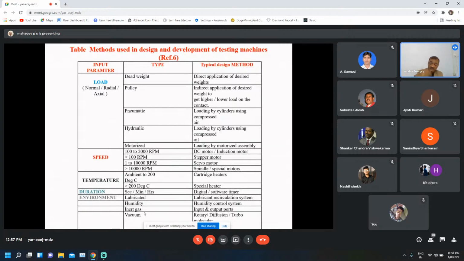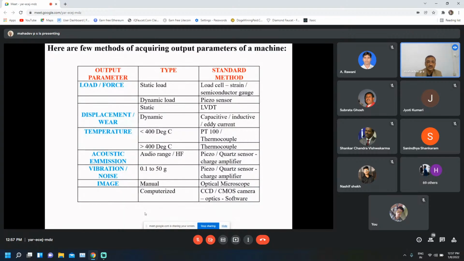The wear testing can be done in an inert gas atmosphere, or in a vacuum, or in open air at room temperature also. So such varying wear parameters can be considered while you conduct the tribology testing.